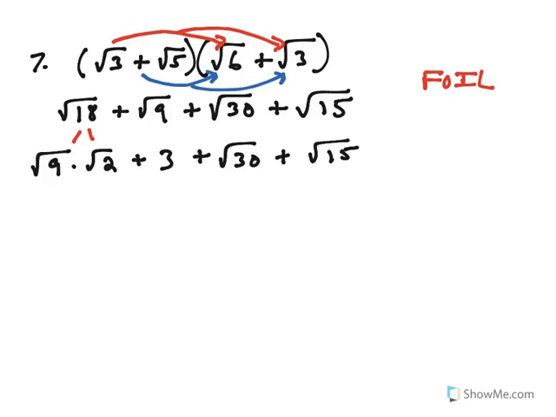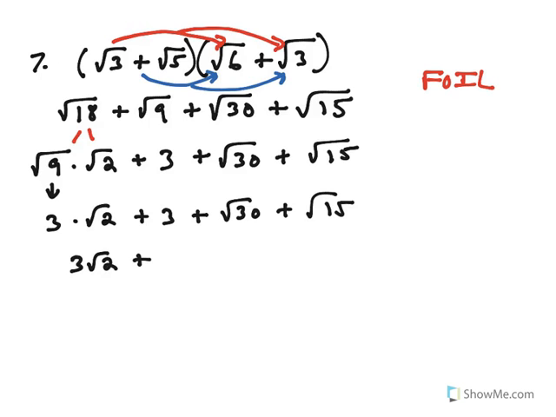All right. But we can simplify the square root of 9, which is going to be 3, times the square root of 2, plus 3, plus square root of 30, plus the square root of 15. So 3 times the square root of 2 is just 3 radical 2, plus 3, plus radical 30, plus radical 15. Okay, and this does not simplify anymore. There's nothing much you can do here, so this is the final answer.